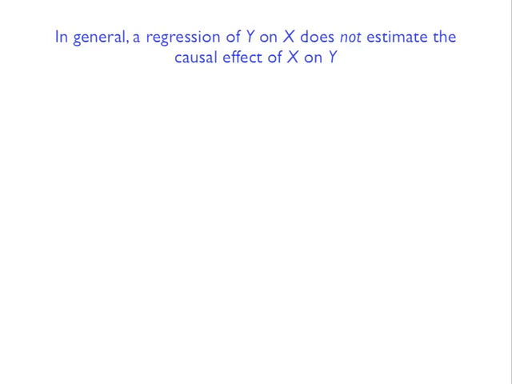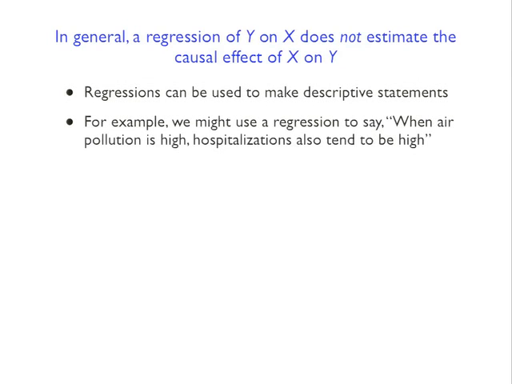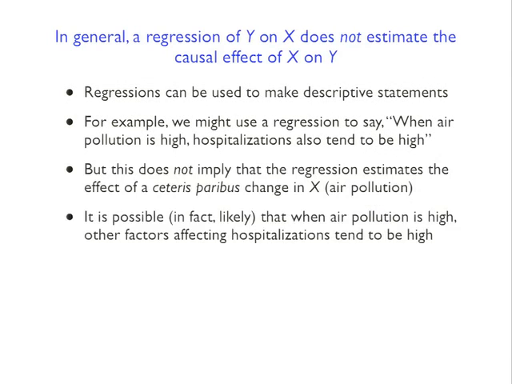In our air pollution and hospitalizations example, we could use regression to say, look, when air pollution is high, hospitalizations also tend to be high. That's a perfectly valid and safe statement to make given the scatter plot that I showed you. Of course, that's fake data, but assuming they were real, it would be totally valid to make that statement. But that doesn't imply that the regression estimates the effect of a ceteris paribus change in x, because it's likely that when air pollution is high, there are other factors affecting hospitalizations that also tend to be high.